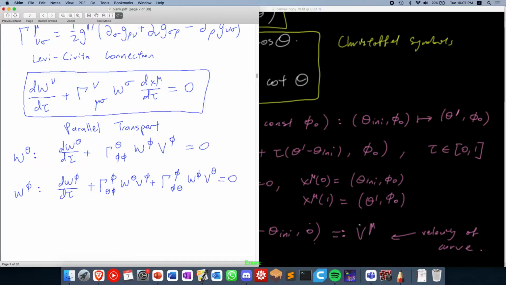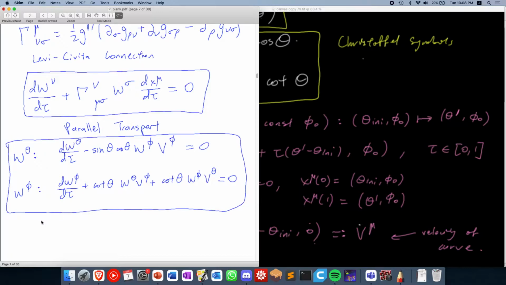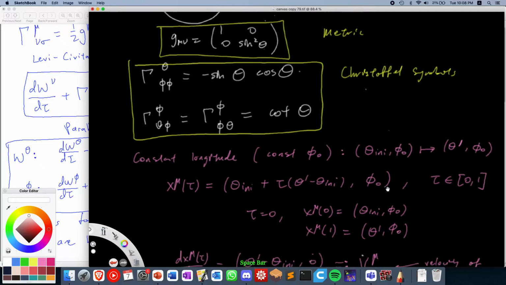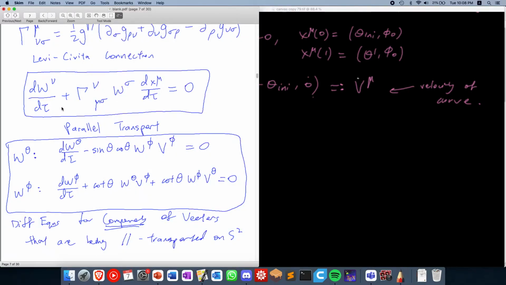Okay, so let's go ahead and substitute the Christoffel symbols inside. This becomes minus sine theta cosine theta, and this one becomes cotangent theta, and this one becomes cotangent theta. So this is the parallel transport equations, or rather differential equations, for the components of vectors that are being parallel transported on S2 with the specified metric, this one.